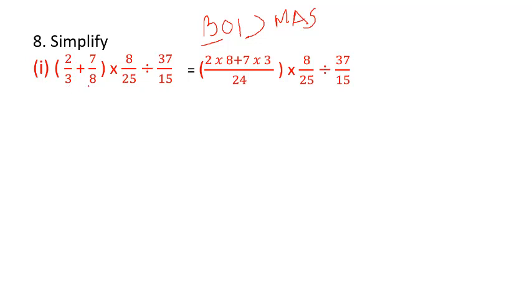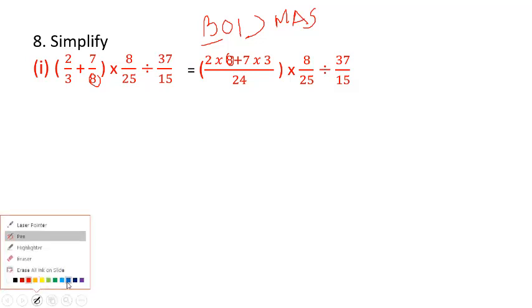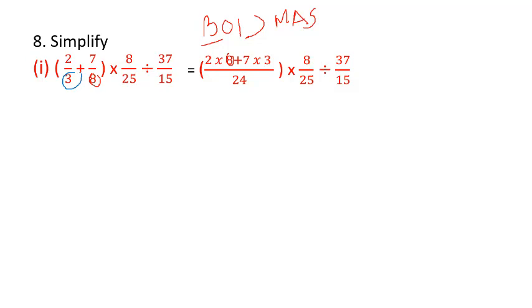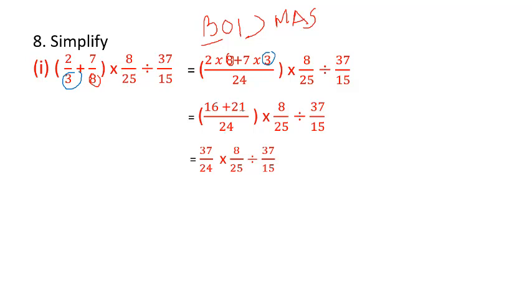Taking the LCM of 8 and 3, 8 threes are 24. With 2 you have to multiply 8, with 7 you have to multiply 3, and rest keep it as it is. 8 twos are 16, 7 threes are 21 by 24. 16 plus 21, 37 by 24 into 8 by 25 divided by 37 by 15. I have changed the division sign because before multiplication comes division. So I have changed the division sign here to multiplication. So 37 will go down and 15 will come up.